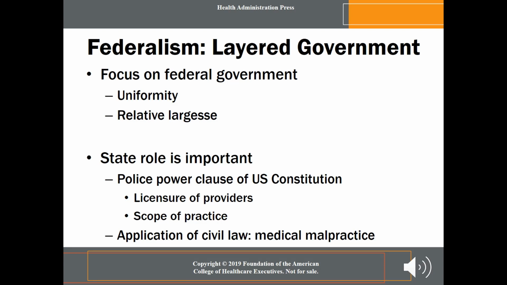In some instances, states have concurrent authority with the federal government, for example, as it relates to Medicaid. With Medicaid, the federal government sets the broad parameters and funds up to 75% of the program, but the states can make determinations regarding provider fee levels and beneficiary eligibility. There are also provisions in the Constitution other than the 10th Amendment, such as the Interstate Commerce Clause, which permits the federal government to control some aspects of healthcare delivery.